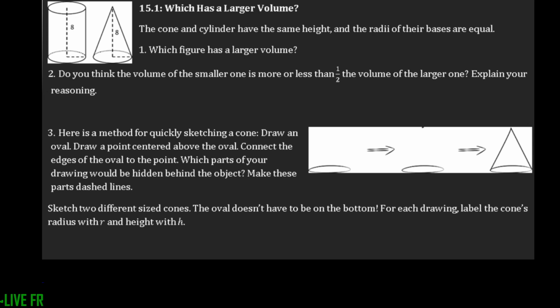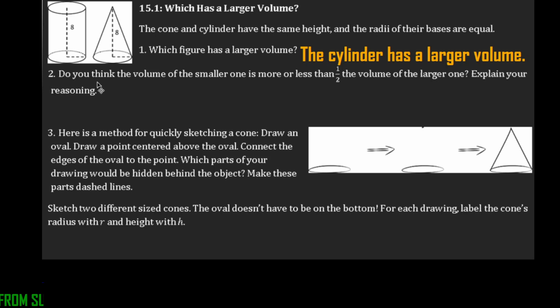So for the first part, it says the cone and cylinder have the same height and the radii of their bases are equal. So then it says which figure has a larger volume. So notice how it gives the area of the base is still the same and the height is also 8. And so it says which do you think is larger? Well, we can say that the cylinder has a larger volume because if we filled in that top part on the cone, it would then make up the cylinder. So the cylinder is going to have a larger volume.